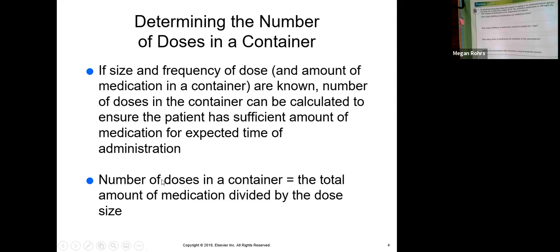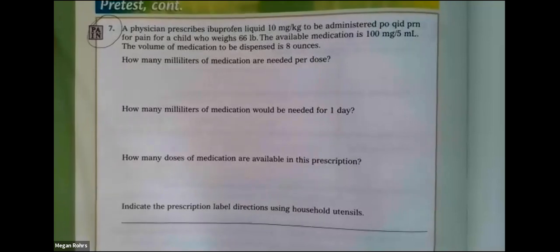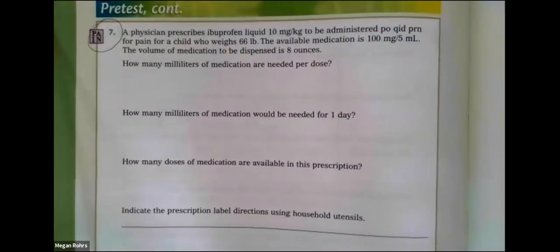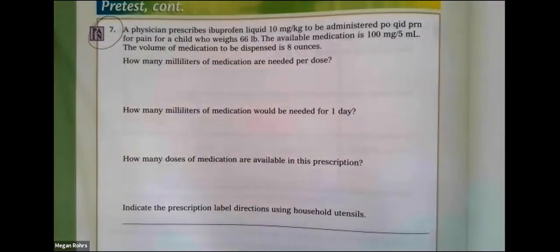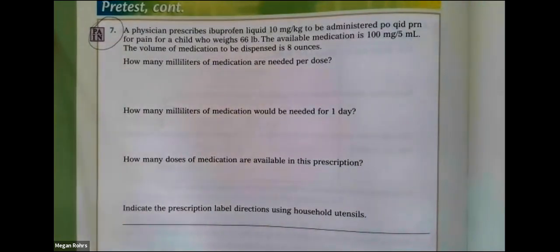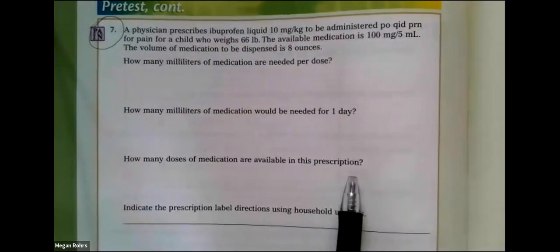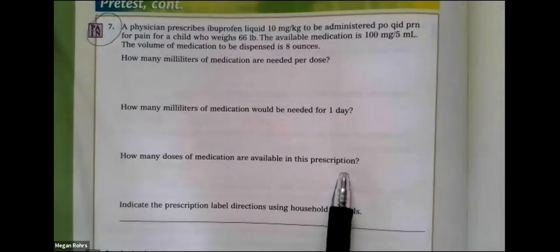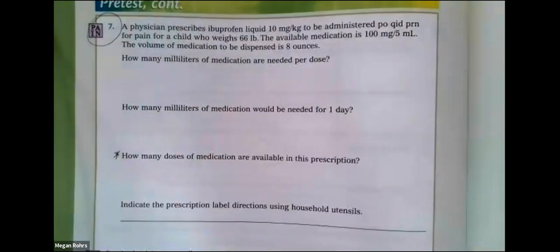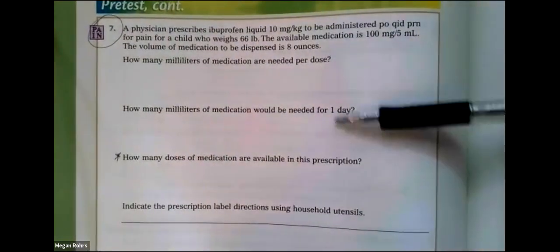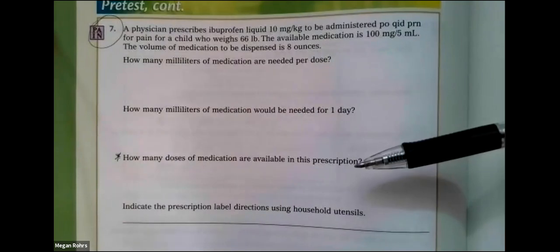So let's take a look at an example from the book. So I am back onto the pretest now. I'm on page 284, looking at number 7. So this is going to kind of combine the concepts that we've considered so far. And when we're looking at how many doses are available in this prescription, that is the concept that I just talked about here. So we've got to solve these two questions before we can get there.